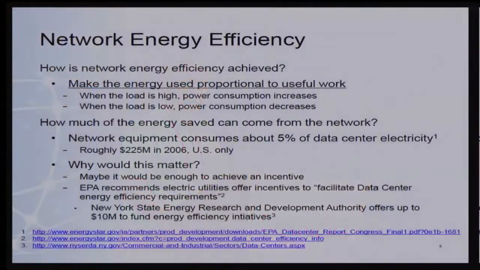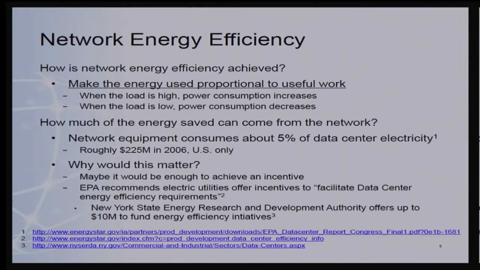The idea here with network energy efficiency is to make the network scale with utilization. So when the utilization goes up, the energy consumption goes up, and likewise when it goes down, the consumption goes down. Again, just trying to make the point about how much savings can come from the network: about 5% of data center electricity. Back in 2006, that accounted for about $225 million spent in energy.